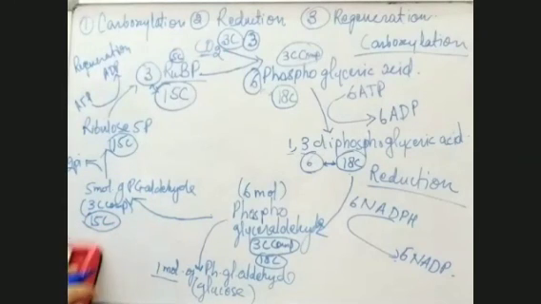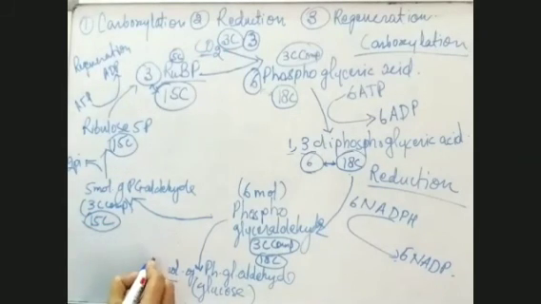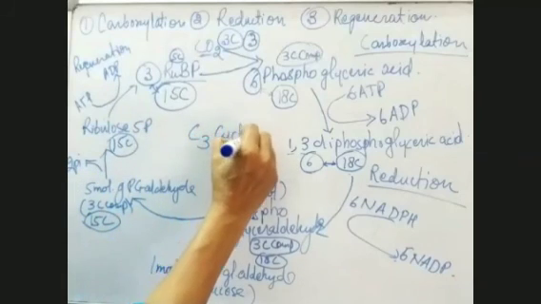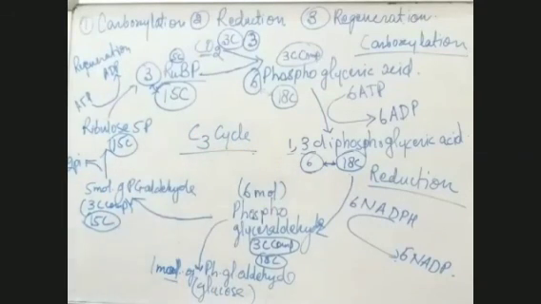If we use 6 molecules, that means, okay, this calculation I'll be telling you tomorrow. This is also known as the C3 cycle. Because the calculation will take a lot of time and we are left with 2-3 minutes, I'll be telling you that tomorrow. Right now you see this process of carboxylation, reduction and regeneration, which helps in the accomplishment of the Calvin cycle.